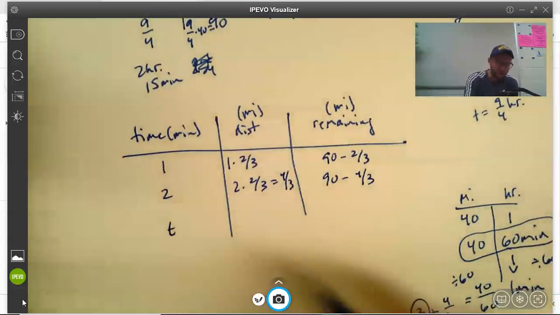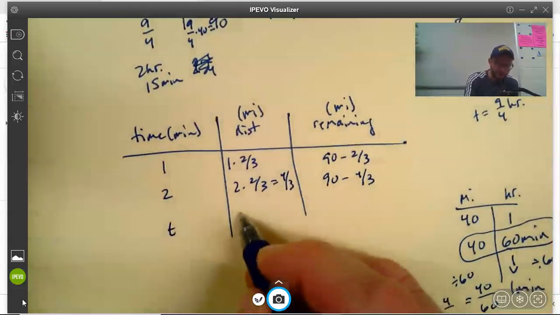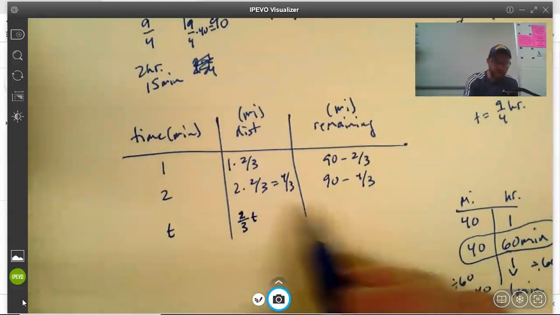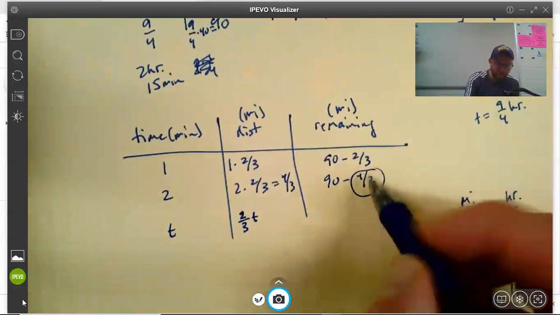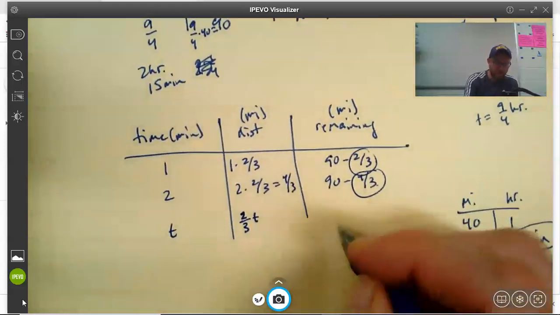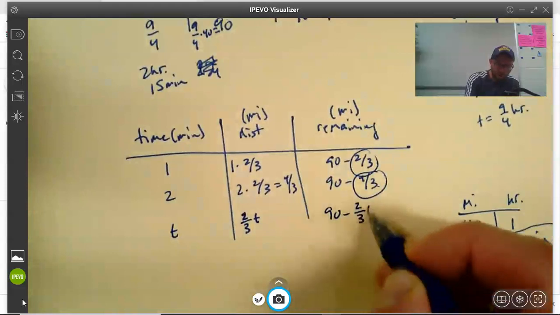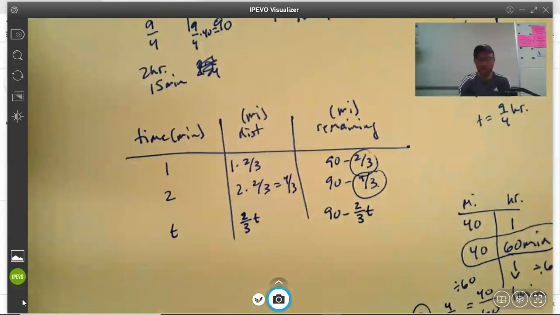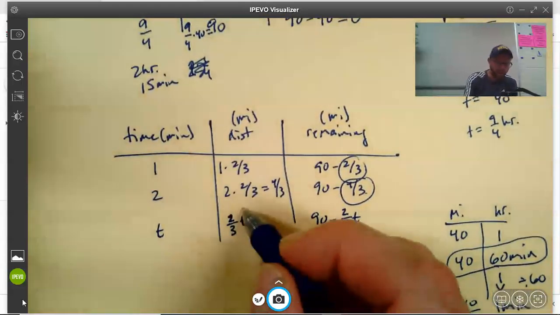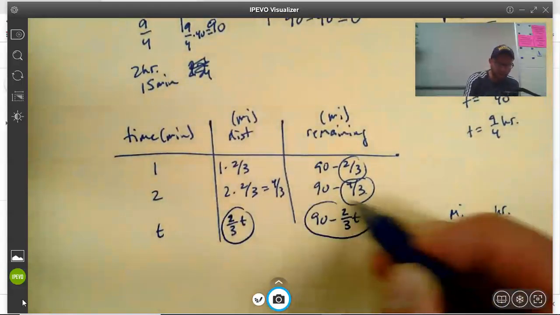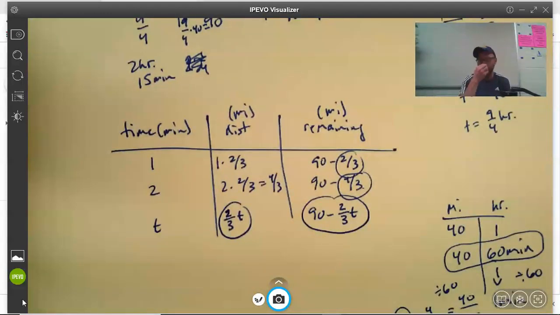And if I travel t minutes, following the pattern, it would be 2/3 t. And over here, I got this number each time from over here, and so we have 90 minus 2/3 t for our remaining distance. So this expression represents how far we traveled. This expression represents how far we have yet to go.